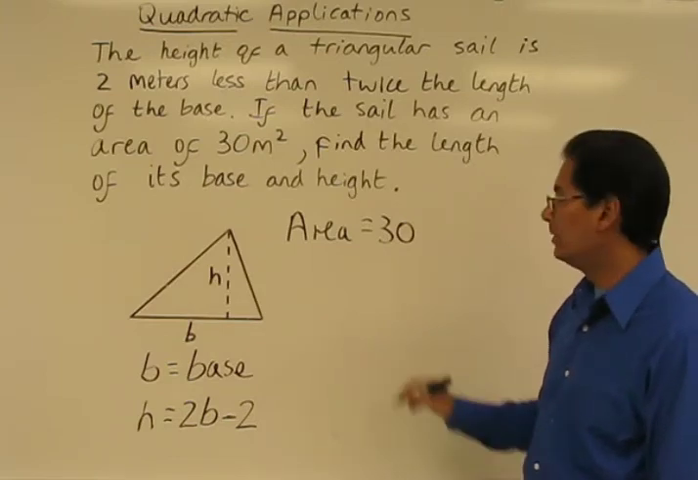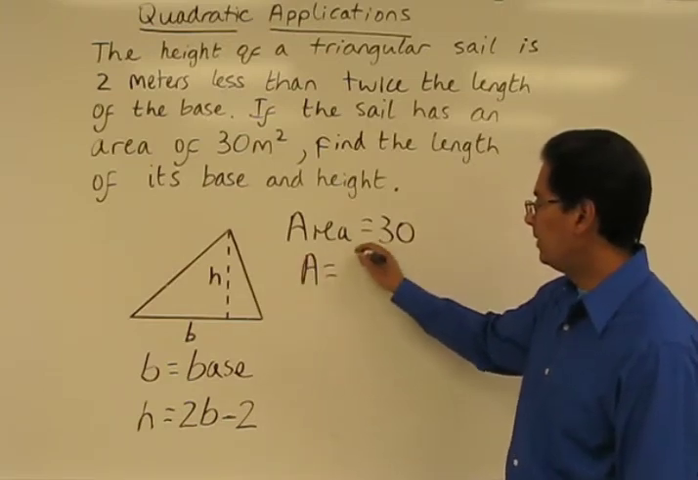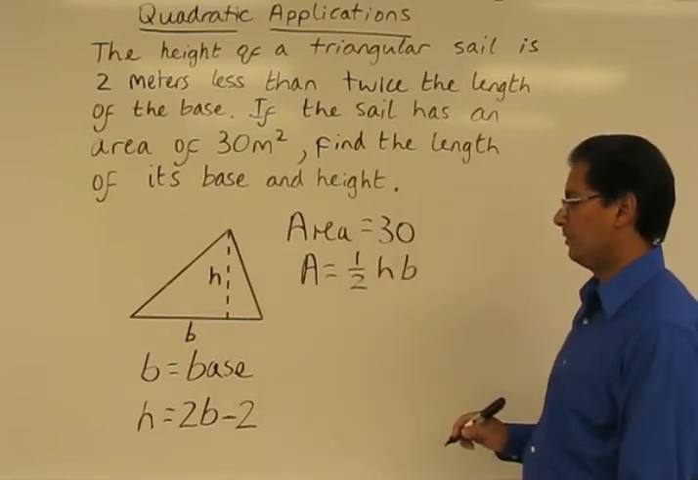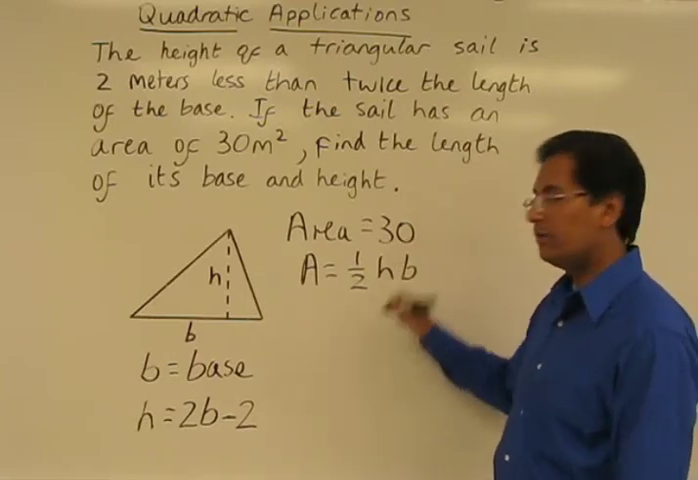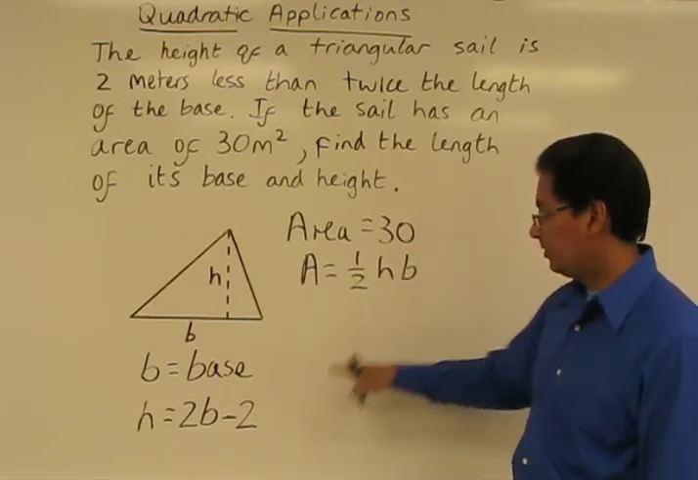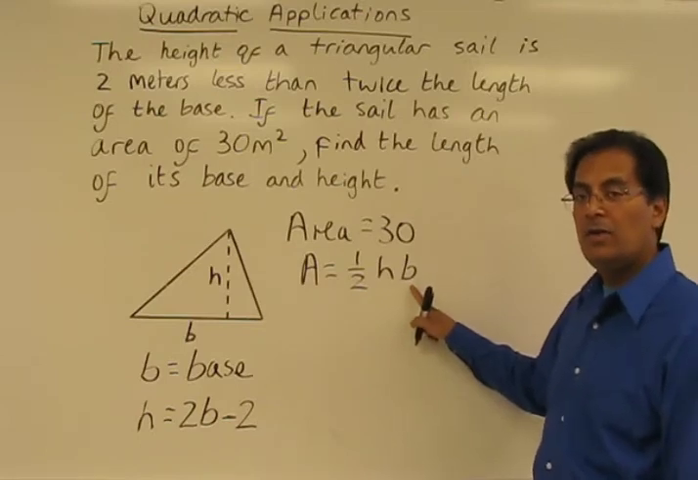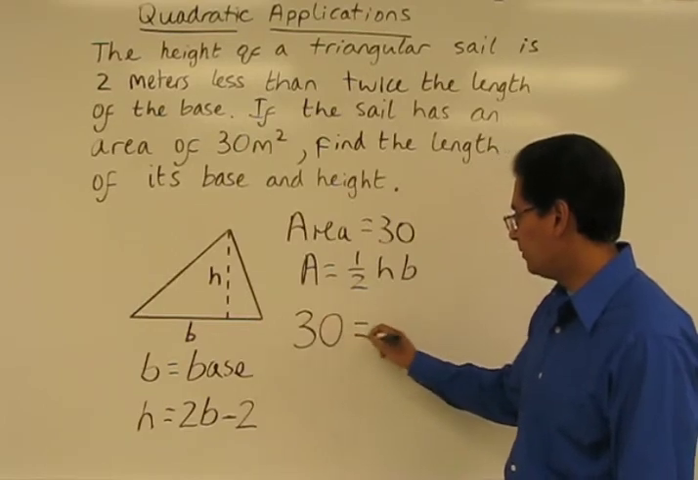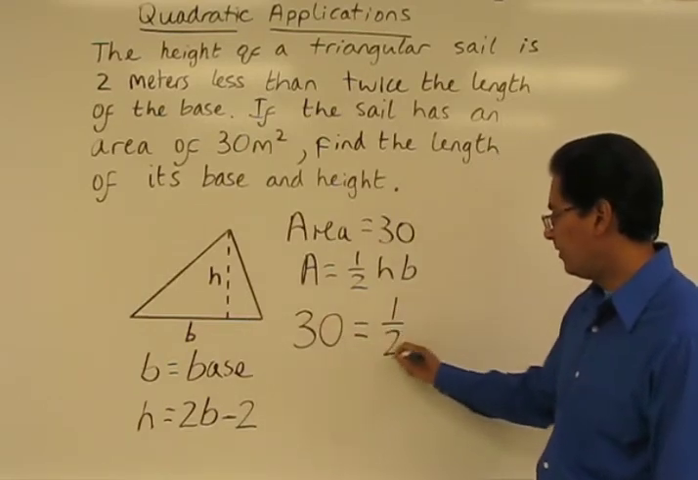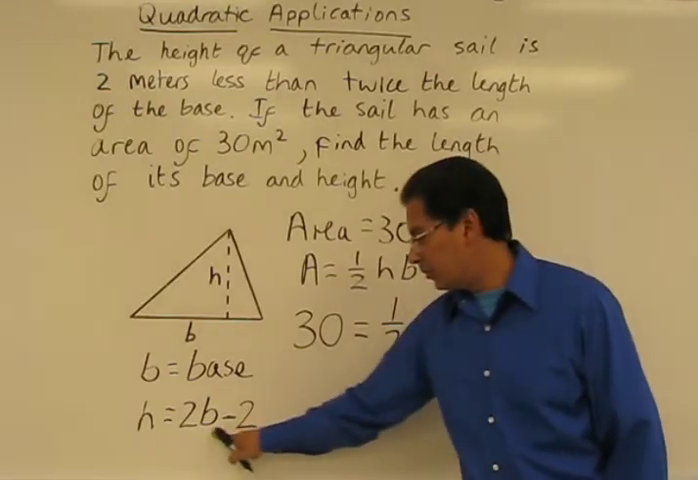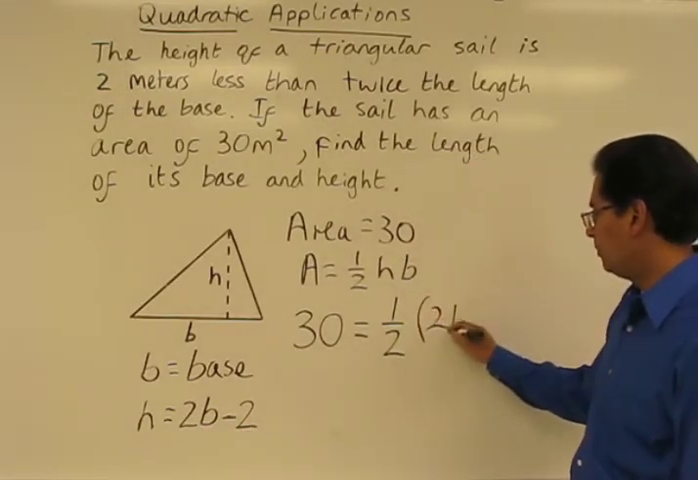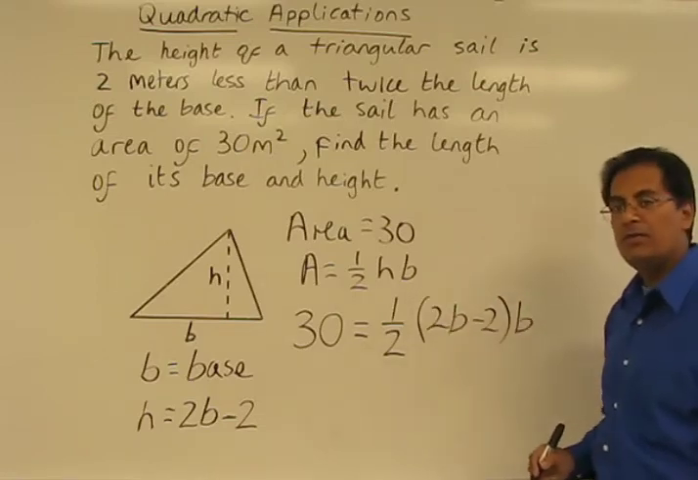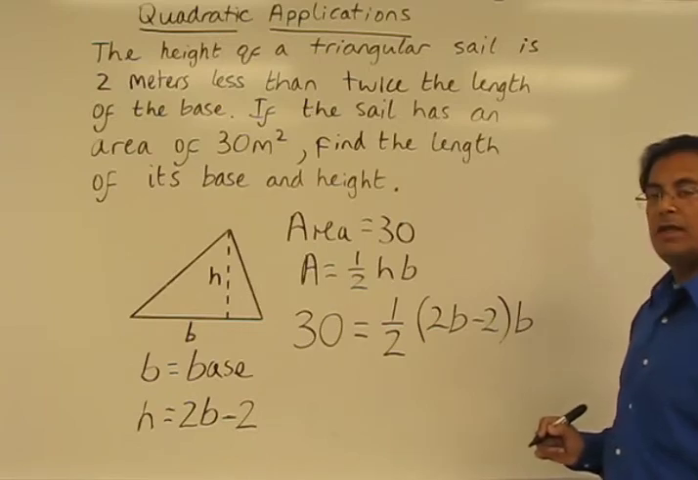Now, the area of any triangle is 1/2 h times b, 1/2 the height times the base. So we know our area is 30, and we know what the height is in terms of the base, and we know we have b for base. We can form an equation. So we'll let A equal 30 equal to 1/2 h, but h is what? h is 2b minus 2. So we put in 2b minus 2 and then times b. So there's our equation. And this is actually a quadratic equation.